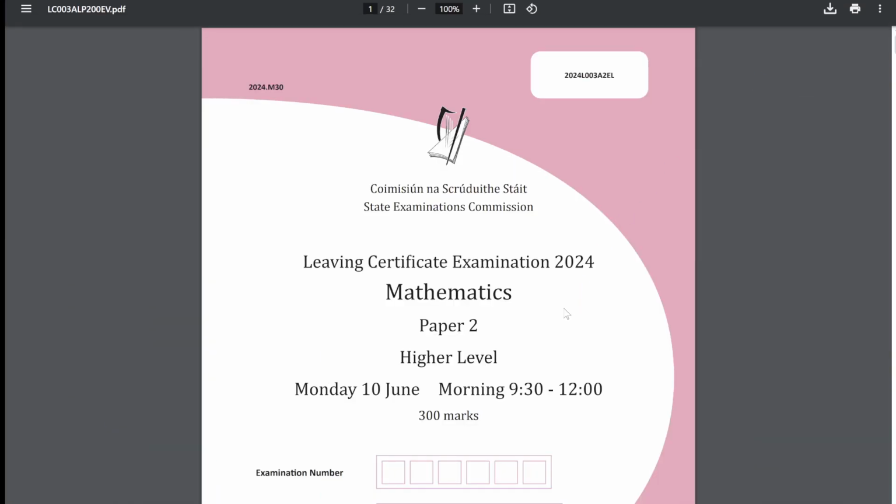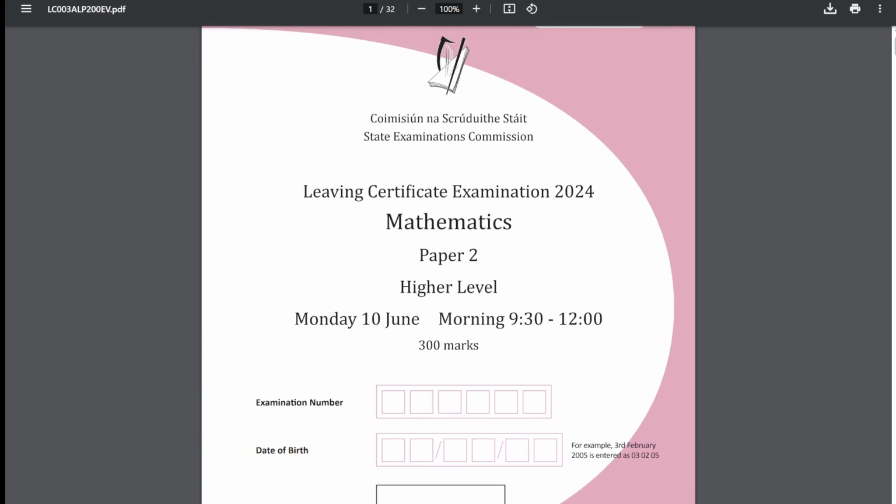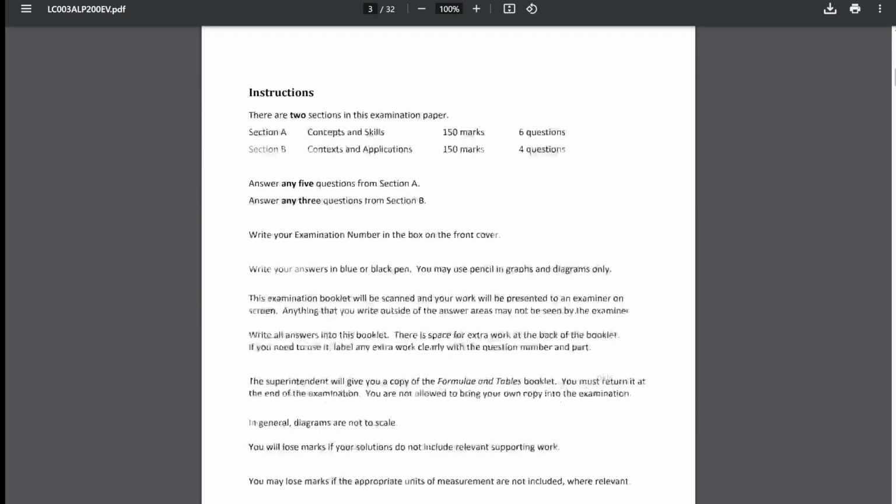Hey everyone. So I gave my review on Maths Paper 1 when it released, and then forgot to make one of Maths Paper 2, and now that it's released, the Applied Maths paper. So that's what I'm going to be doing. I'm going to be running through the paper of Maths Paper 2 that happened on the 10th of June.